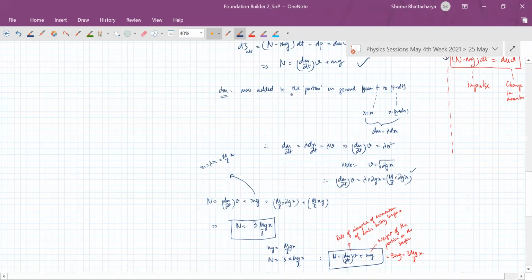That dm mass was added to the portion on the ground from t to t plus dt. So that dm is lambda dx. Because dm is lambda dx, therefore dm by dt becomes lambda into v finally. And accordingly, dm by dt into v becomes this term that we want to calculate. That becomes this.